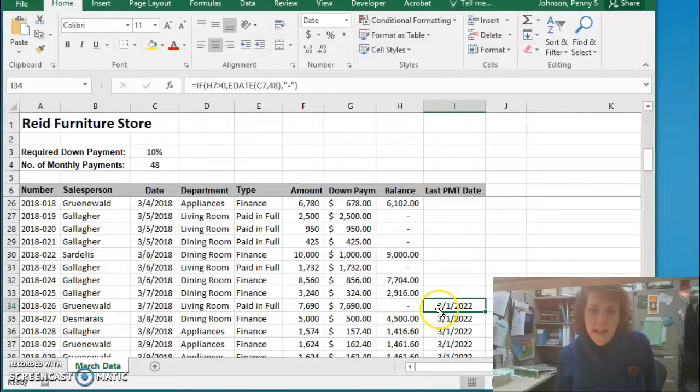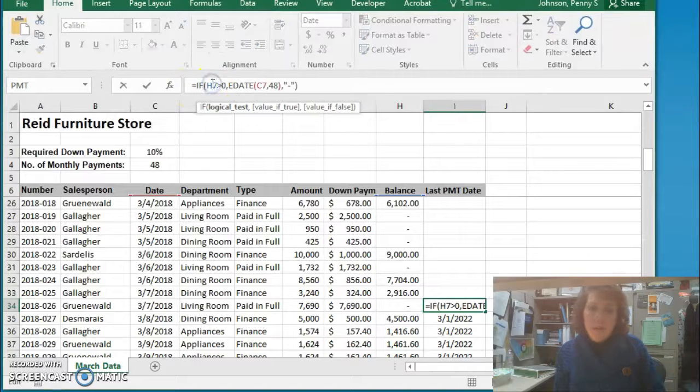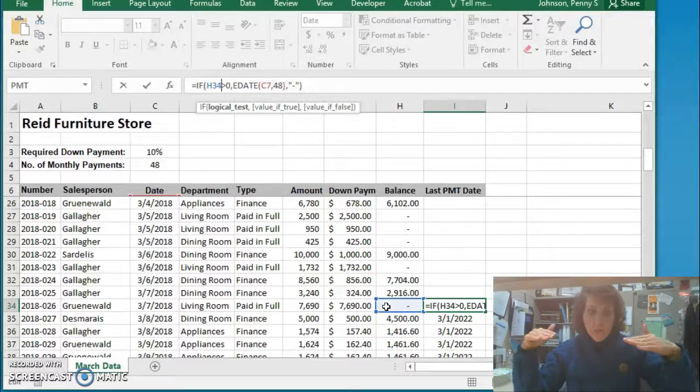So in I-34, you have the if statement constructed correctly, but it's referencing the wrong cells. If we look at the beginning here, it says equals if H7, but that shouldn't be H7. That should be H34, which is the balance of the loan for this record. This entire record is in row 34. So you have to fix that, change that to be H34, and that's the test for the if statement.